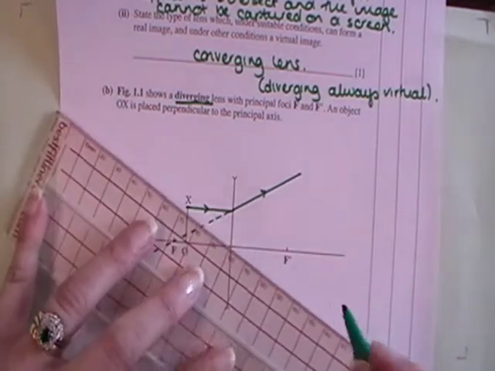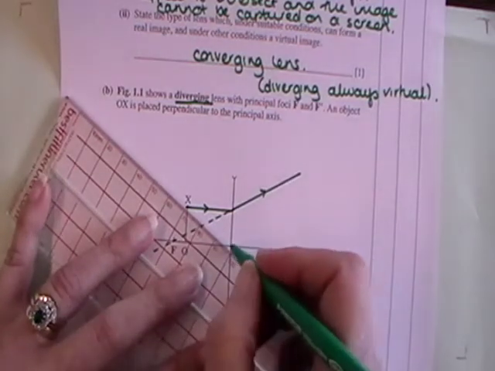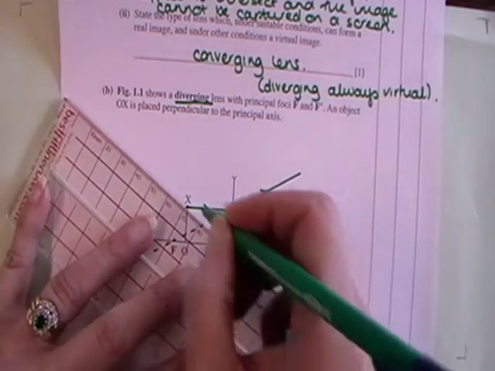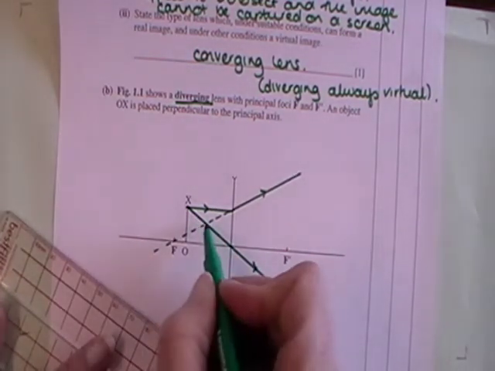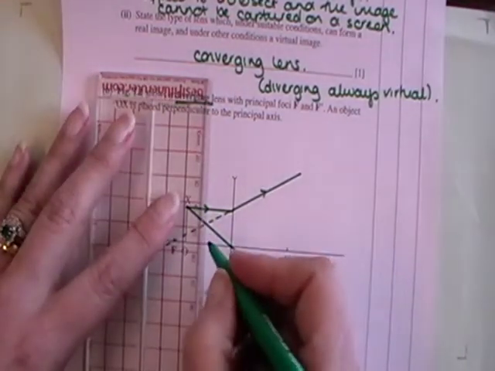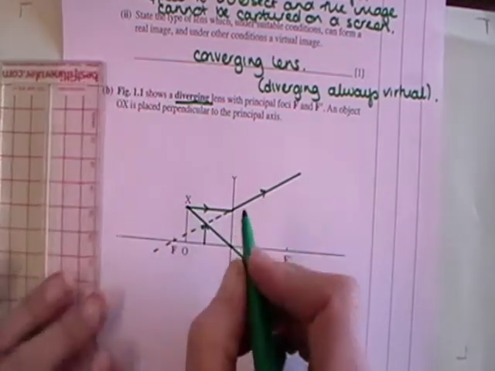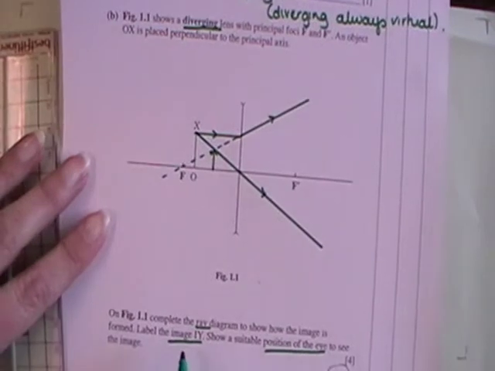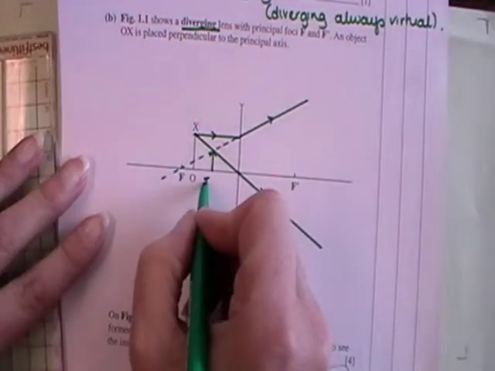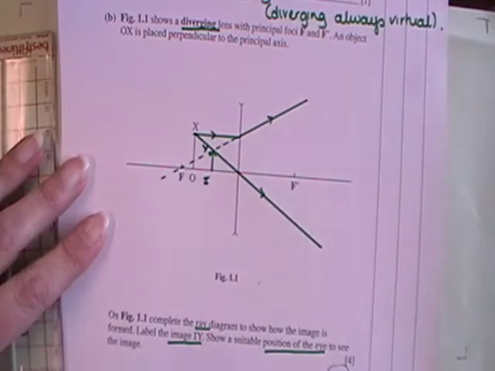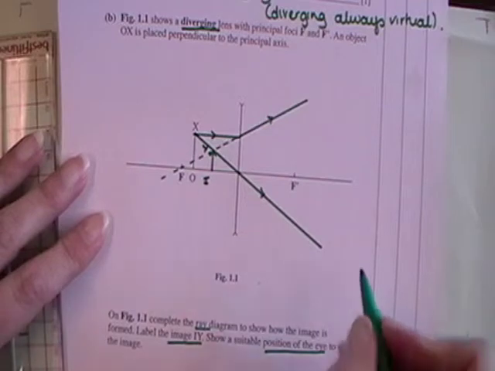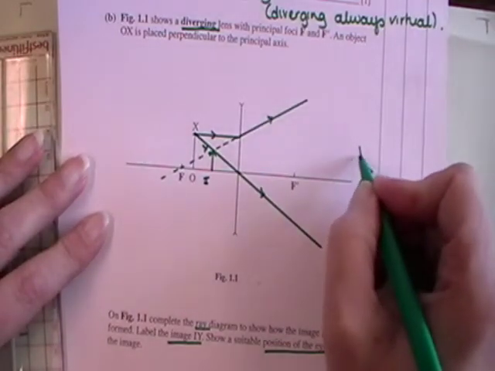Then we also have a ray that travels again from the top of the object through the optical centre of the lens. And where this real ray and the virtual ray meet is where the image is formed. And you need to label your image as directed in the question, IY. And it also then says, show a suitable position of the eye to be able to see the image. Well, the eye must be anywhere on the right hand side.